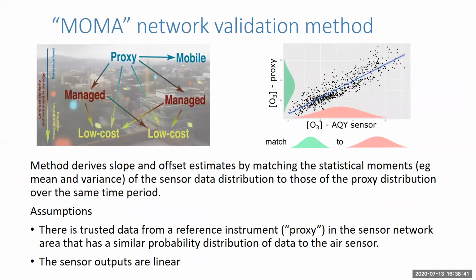We've developed a network validation method called MOMA. It assumes that within the sensor network there are trusted reference instruments called proxies, and these might be fixed, mobile, or even calibrated non-reference instruments. The method derives slope and offset estimates by matching the statistical moments, such as mean and variance, of the sensor data distribution to those of the proxy distribution over the same time period. So as I said, these assumptions are that there is a reference instrument within the sensor network region and that the sensor outputs are linear.